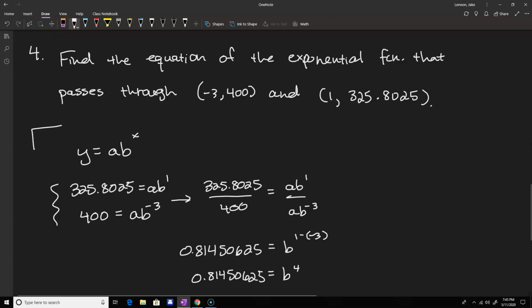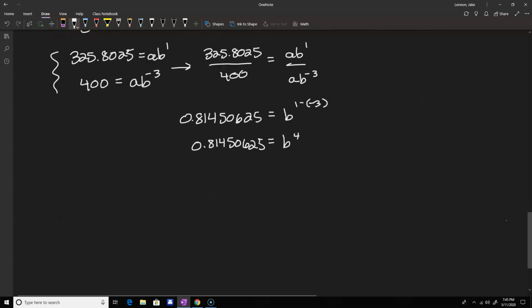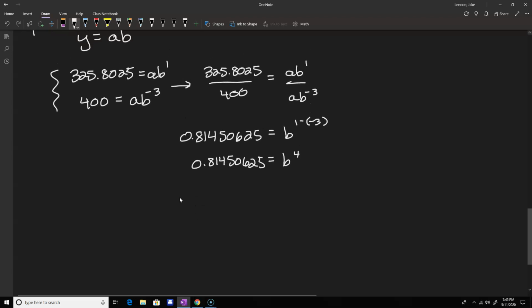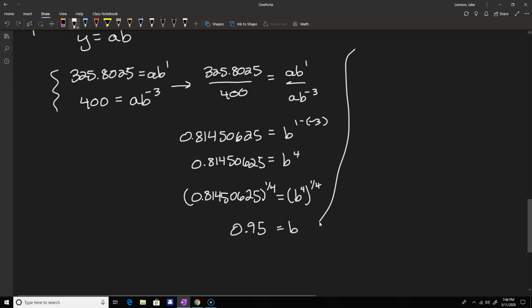So to solve for b, we want to take the fourth root of both sides. If you take the left-hand side and raise that to the 1/4 power, you will get the same thing as if you raise the right-hand side to the 1/4 power. The exponents will cancel on the right, leaving us with just b, and on the left-hand side it comes out exactly to 0.95. So we found one of the two parameters, b. So we now know that our exponential expression has to look like y equals a times 0.95 to the x.